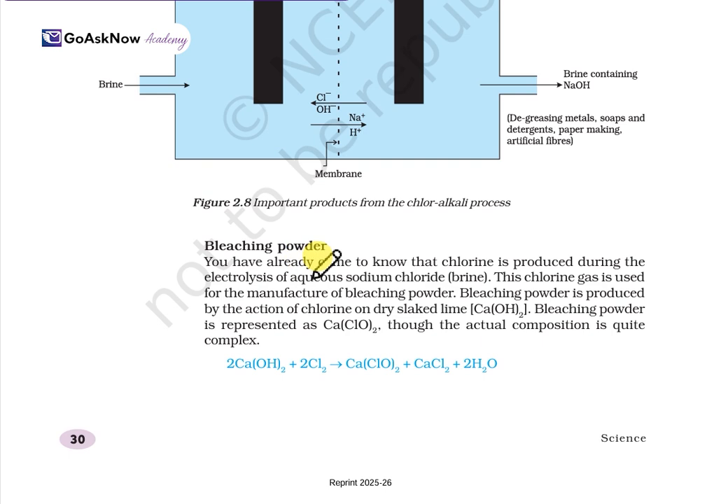So the bleaching powder: you have already come to know that chlorine is produced due to the electrolysis of an aqueous solution of sodium chloride, brine, and this chlorine gas is used for the manufacture of bleaching powder, and the bleaching powder is produced by the action of chlorine on dry slaked lime, Ca(OH)2, and bleaching powder is represented as CaOCl2.